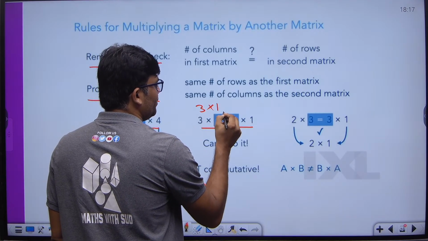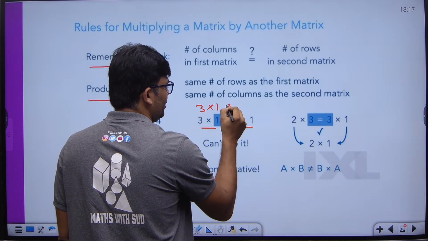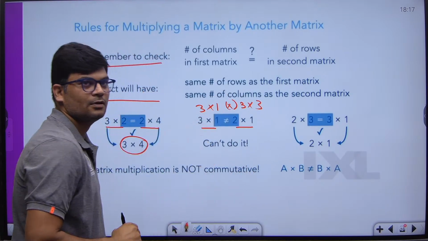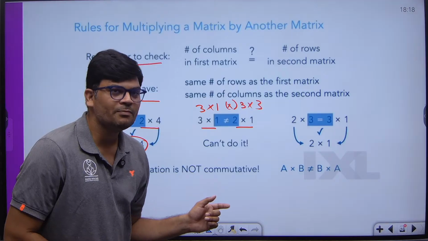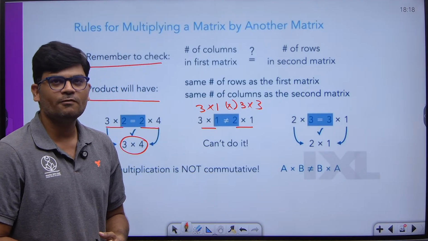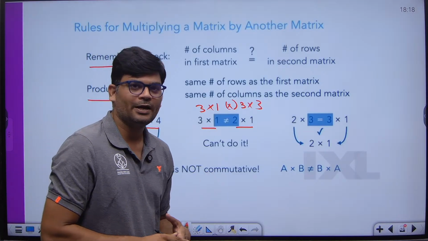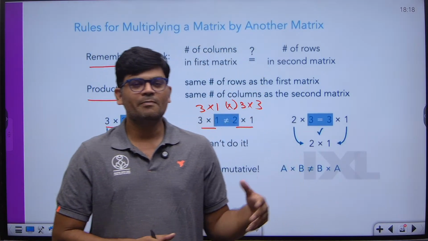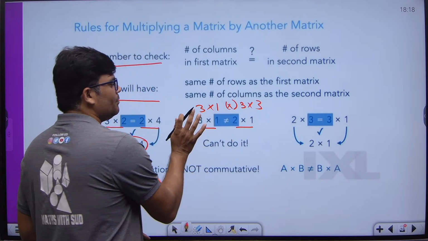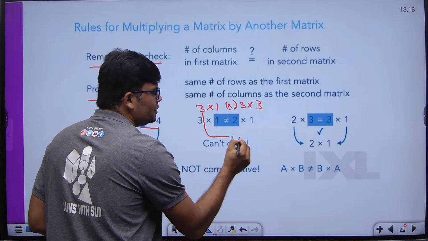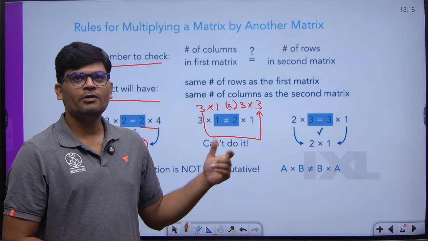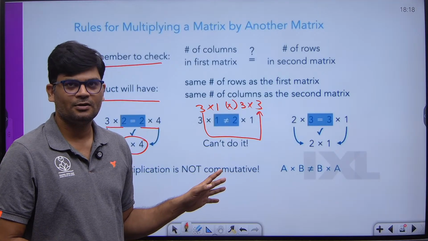They may write 3 by 1 is multiplied by 3 by 3. And they will say the matrix A is of the order 3 by 1 and the matrix B is of the order 3 by 3. They both can be multiplied. The product can be found using the multiplication of matrices for assertion. And for reason they will say two matrices can be multiplied if the number of rows in the first matrix is equal to the number of columns in the second matrix. So now in that case you will say it can't be multiplied.